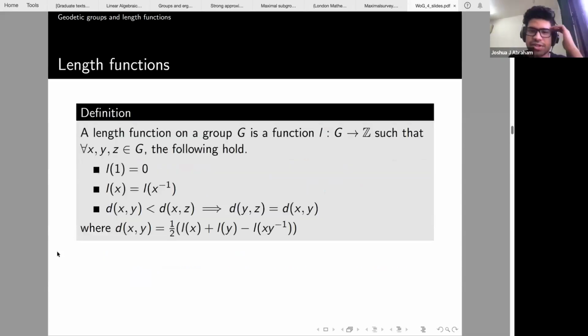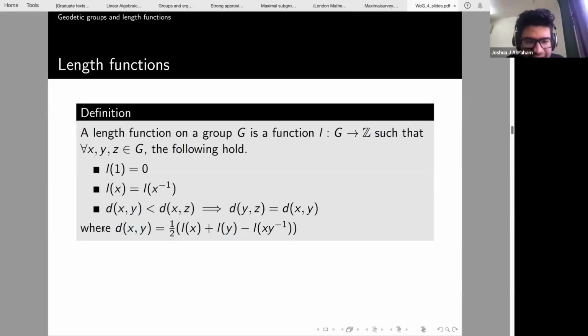So this brings us to length functions. What is a length function? It's essentially a function from a group to the integers such that these three properties hold. The length of the identity has to be 0, and the length of an element has to be the same as the length of its inverse. Then there is this function d defined. Here d does not really stand for distance. It's essentially how similar these two elements x and y are.